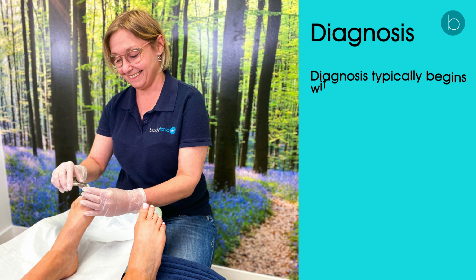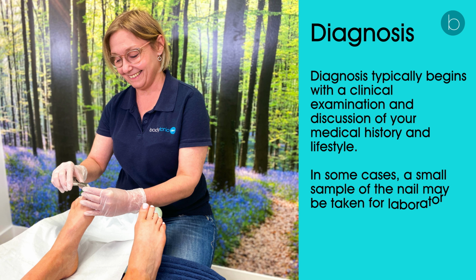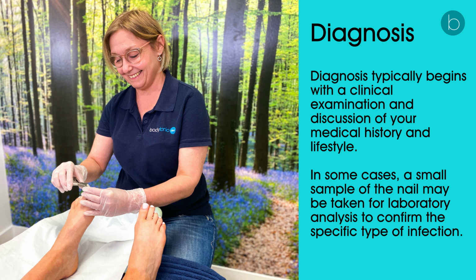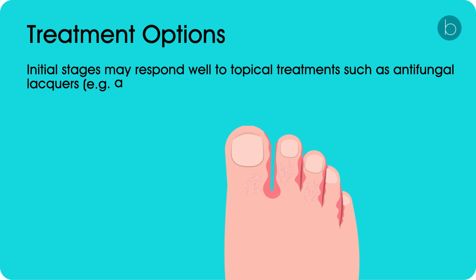Diagnosis. Diagnosis typically begins with a clinical examination and discussion of your medical history and lifestyle. In some cases, a small sample of the nail may be taken for laboratory analysis to confirm the specific type of infection. Treatment options. Initial stages may respond well to topical treatments such as antifungal lacquers, e.g.